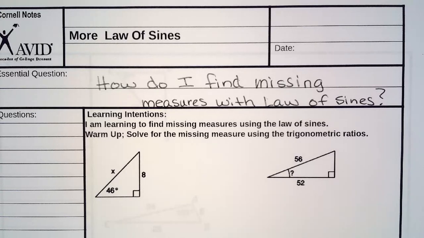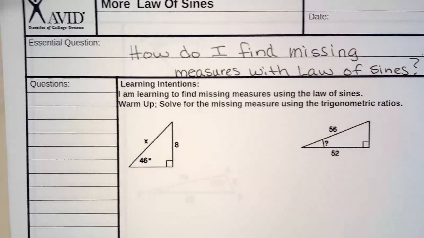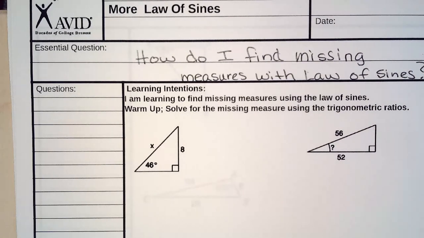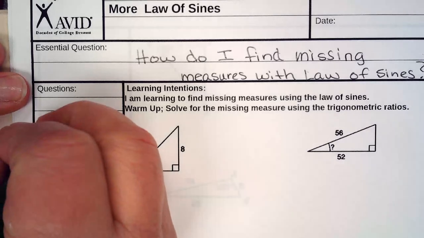The first two, the warm-up questions, are actually using trigonometry. So, pause the video, remember SOHCAHTOA, and solve the first two problems. So if you can't remember, you write SOHCAHTOA out at the edge.